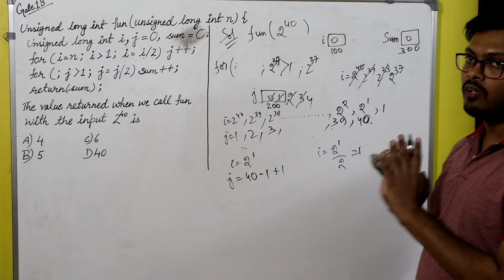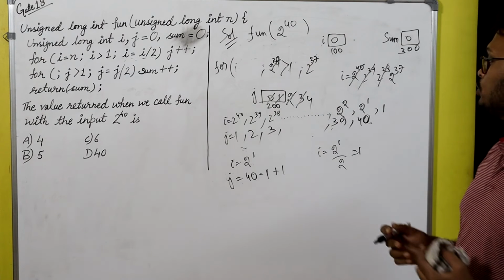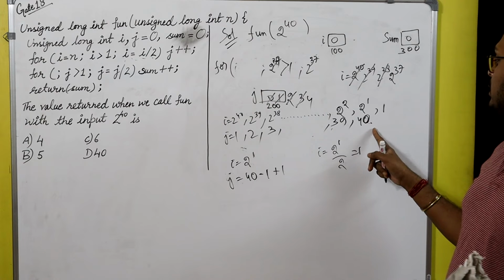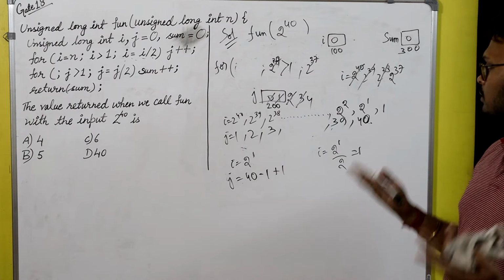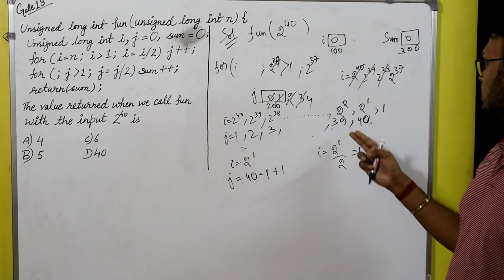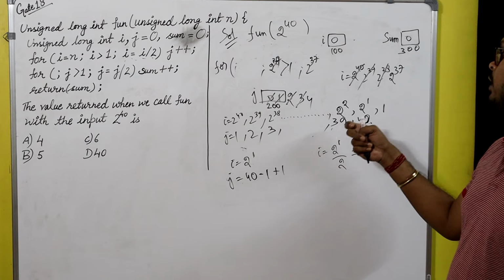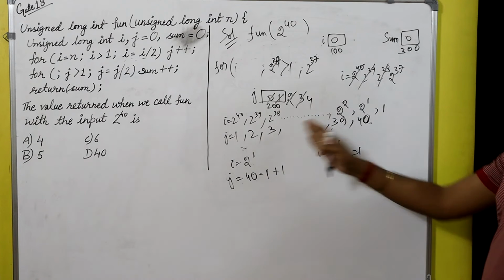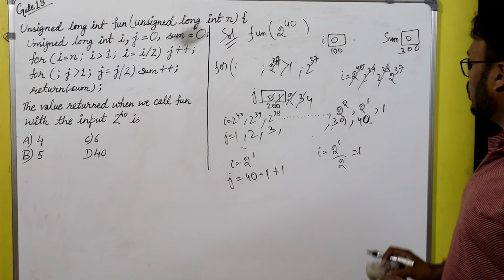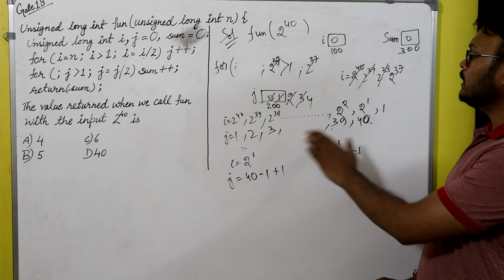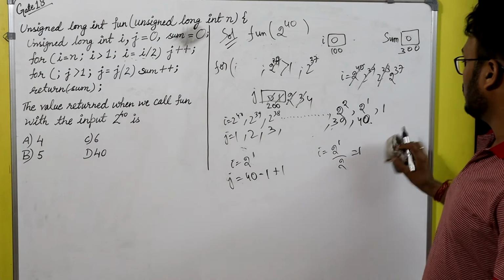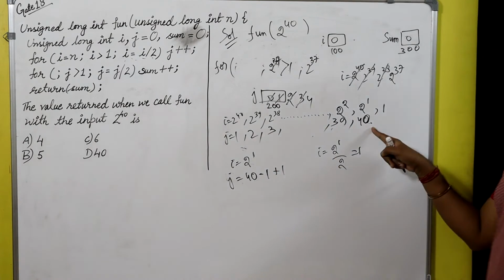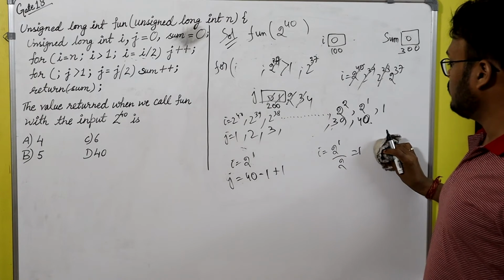Just be careful with this, because most of the students will make some calculation mistake. Maybe they will take the final value of j as 39 or 41, something like that. But just be careful with this part, because the probability of mistake in this part is very high. So now the final value of j is 40. So let me rub this.